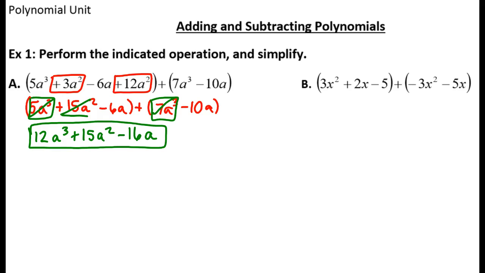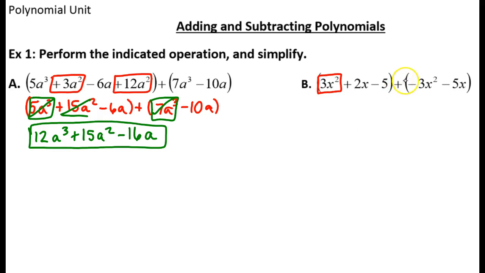In this next example, I have 3x squared plus 2x minus 5. There's nothing I can simplify in that set of parentheses, added with negative 3x squared minus 5x. So when I combine like terms here, I have 3x squared. That's my largest exponent. I want to start with that because when I go to write it in standard form, my largest exponent will be first, and then I work in descending order.